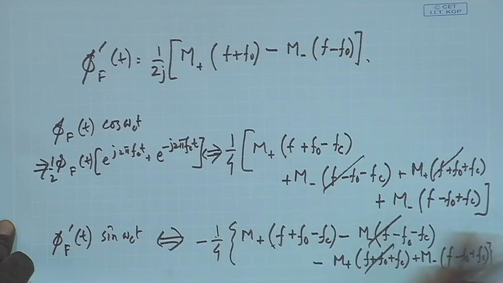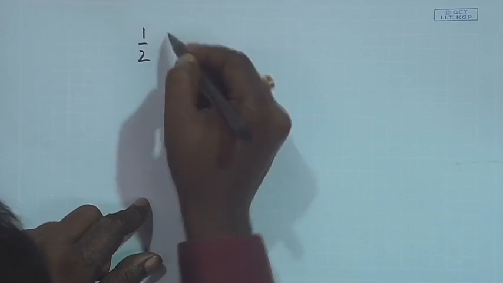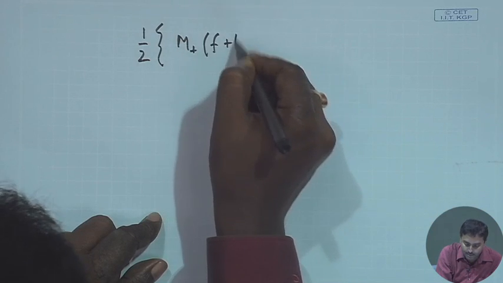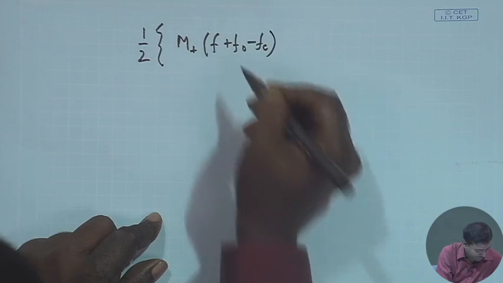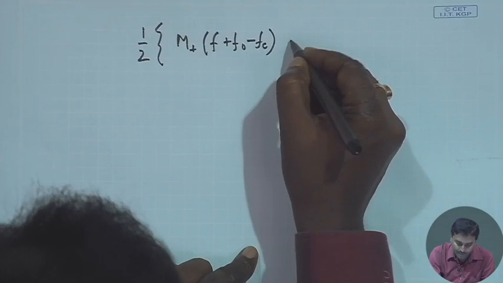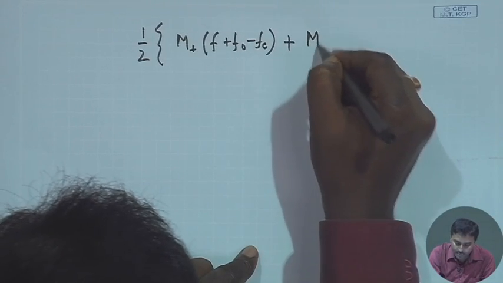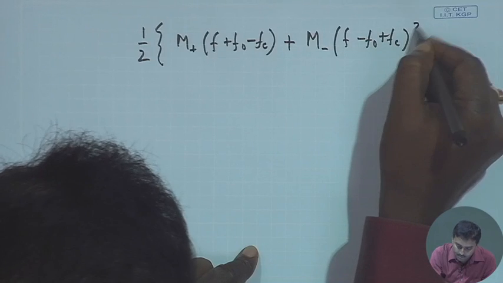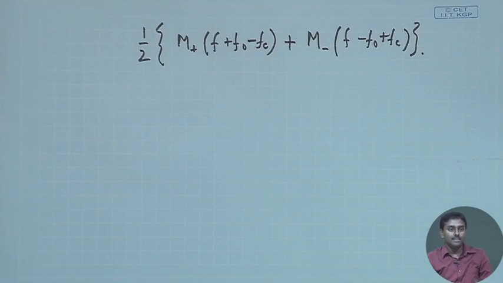So, what you are left with is 2 of this term and 2 of this term. So, 2 by 4 becomes 1 by 2, and you get m plus f plus f0 minus Fc, and you have another term which is m minus f minus f0 plus Fc. Very nicely this has created my SSB signal.